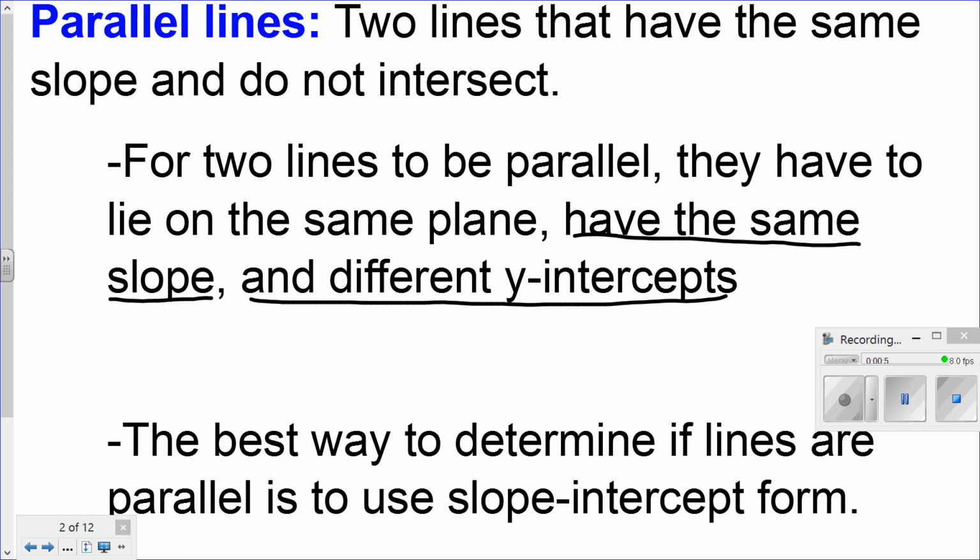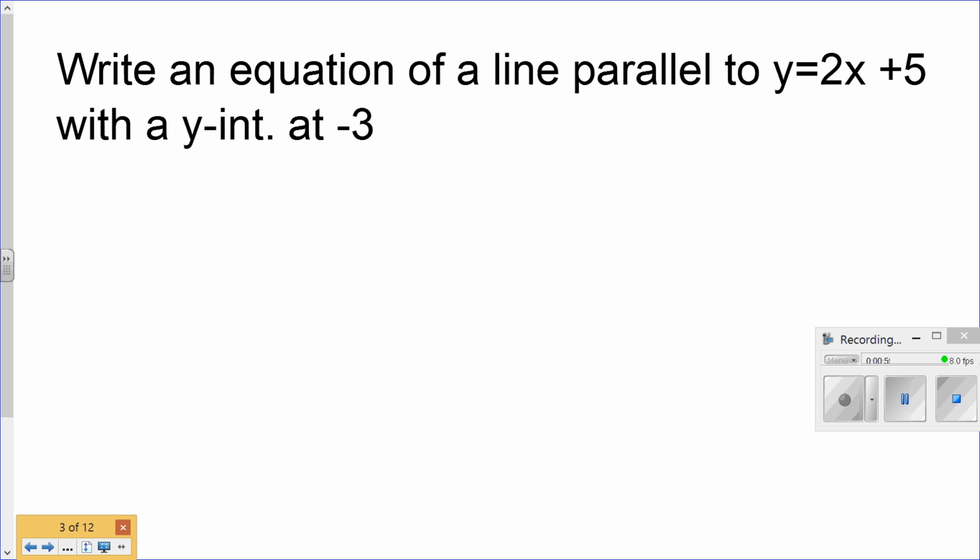The best way to determine if lines are parallel is to use slope-intercept form. So let's look at this equation. It says write an equation of a line that is parallel to y equals 2x plus 5 with a y-intercept at negative 3. Since I know it's parallel, I know it has the same slope, so y equals 2x. Remember, the number at the end is your y-intercept. So this equation up here has an intercept of 5. My new equation is going to have a y-intercept at negative 3. So my equation is y equals 2x minus 3.